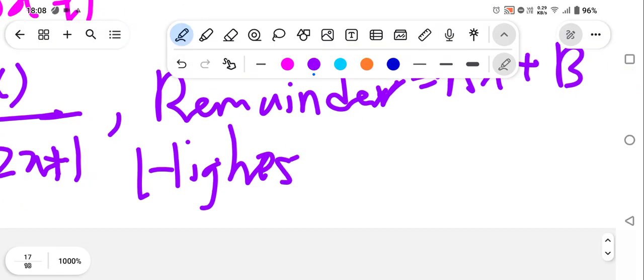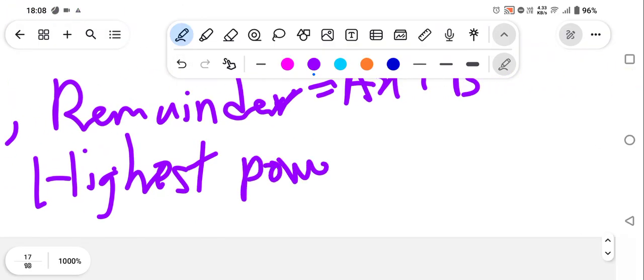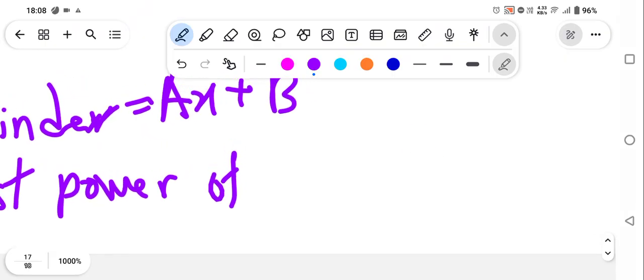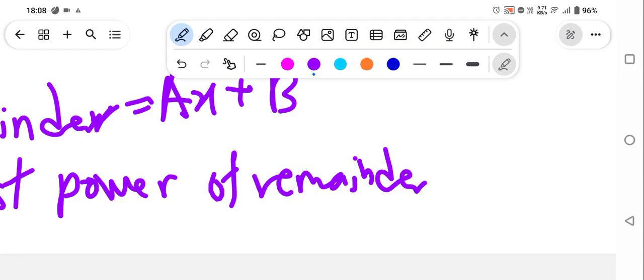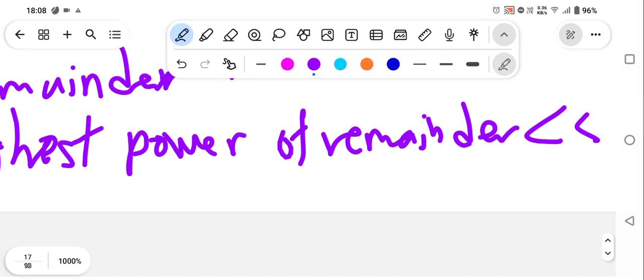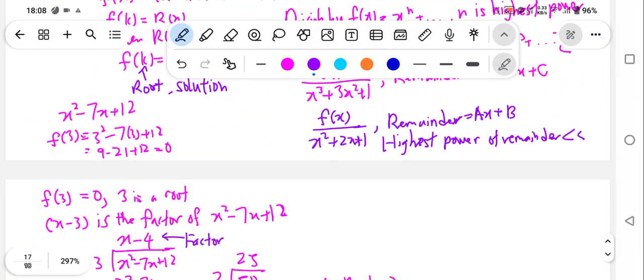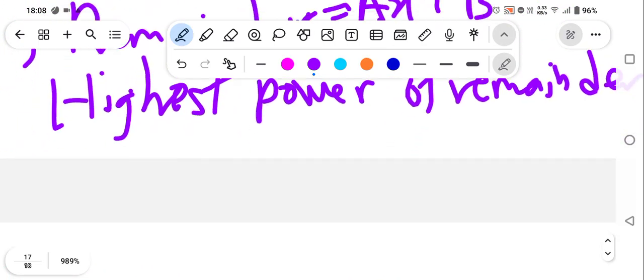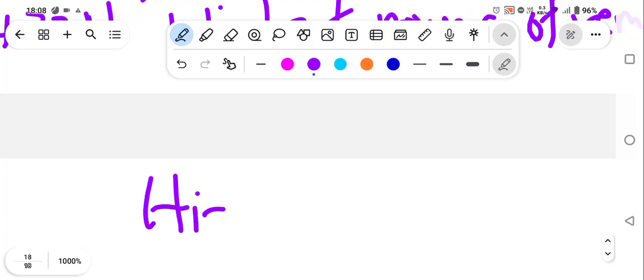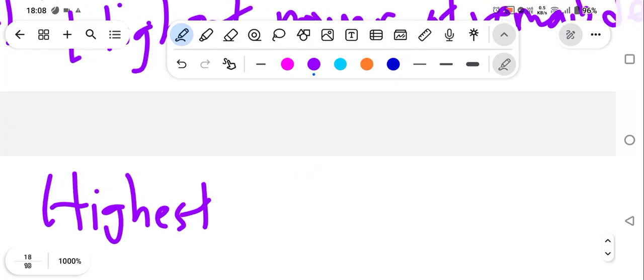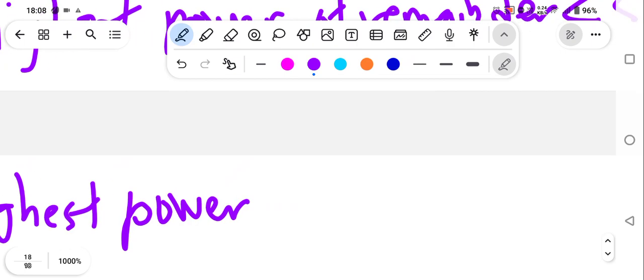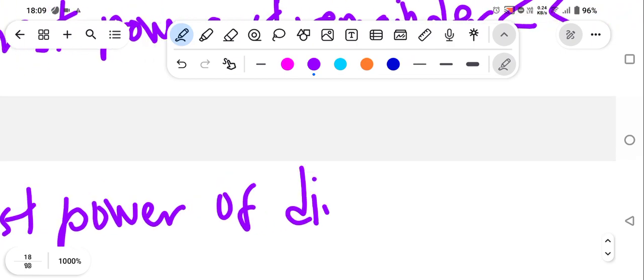So we know that the highest power of the remainder will always be less than the highest power of the divisor.